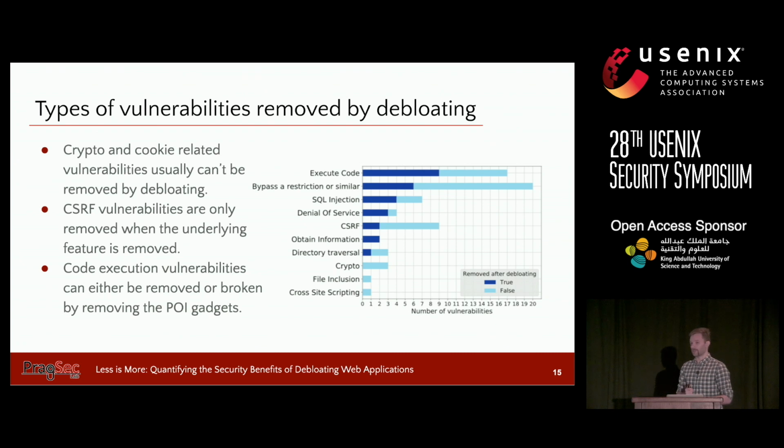Knowing which parts of the application are vulnerable, we can also look at the types of CVEs and the effect of debloating on them. So some of the observations here are that crypto and cookie-related vulnerabilities are usually spread all across the application, and debloating cannot remove them. Similarly, CSRF vulnerabilities are only removed where the underlying feature is actually removed from the application. But comparing that to code execution vulnerabilities, we can either remove the underlying feature and make the application safer, or we can also break the exploits, which are usually written in object injection gadgets, which we look at later on.